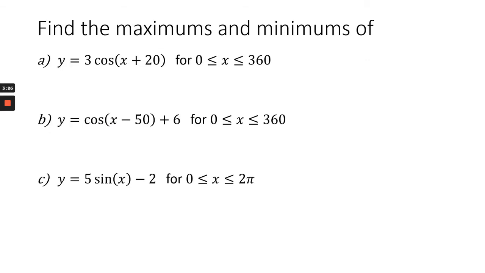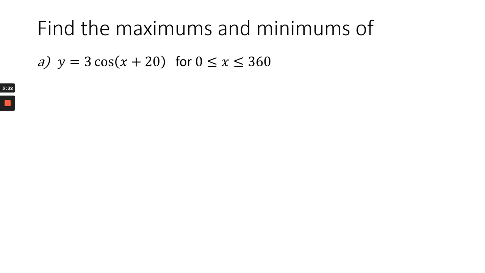So here are 3 questions I'm going to show you how I'm going to answer. So the first one, I want to know the maximums and the minimums of y equals 3 cos of x plus 20. And I want to know that between 0 and 360. Obviously there are loads of points. Every time the sine graph or the cos graph does a wiggle, you get a maximum and a minimum. So that's why we've got that range there. We only want the ones between 0 and 360.